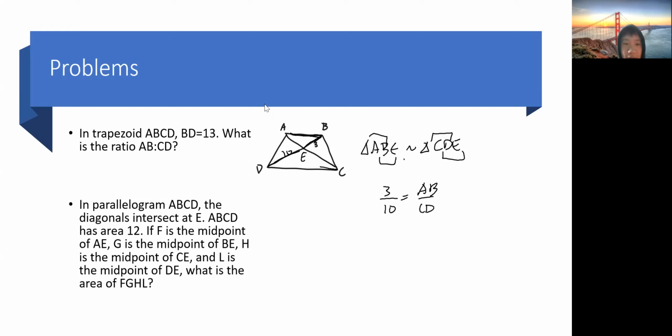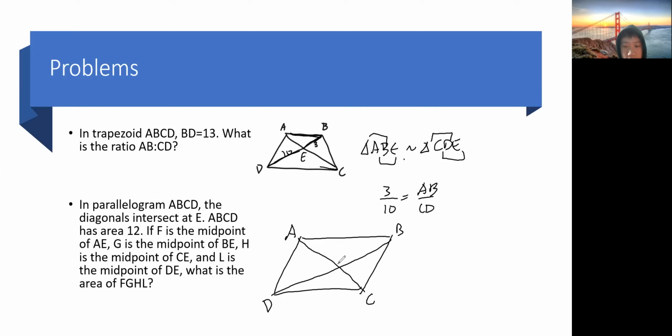Okay, and the next one, we're going to have a parallelogram ABCD. We're going to have to draw this in. A, B, C, D. The diagonals intersect at E. That's not a terrible drawing. Okay, so now ABCD has area 12. If F is the midpoint of AE, G is the midpoint of BE, H here, L here. We have a new parallelogram down here. What is the area of FGHL?